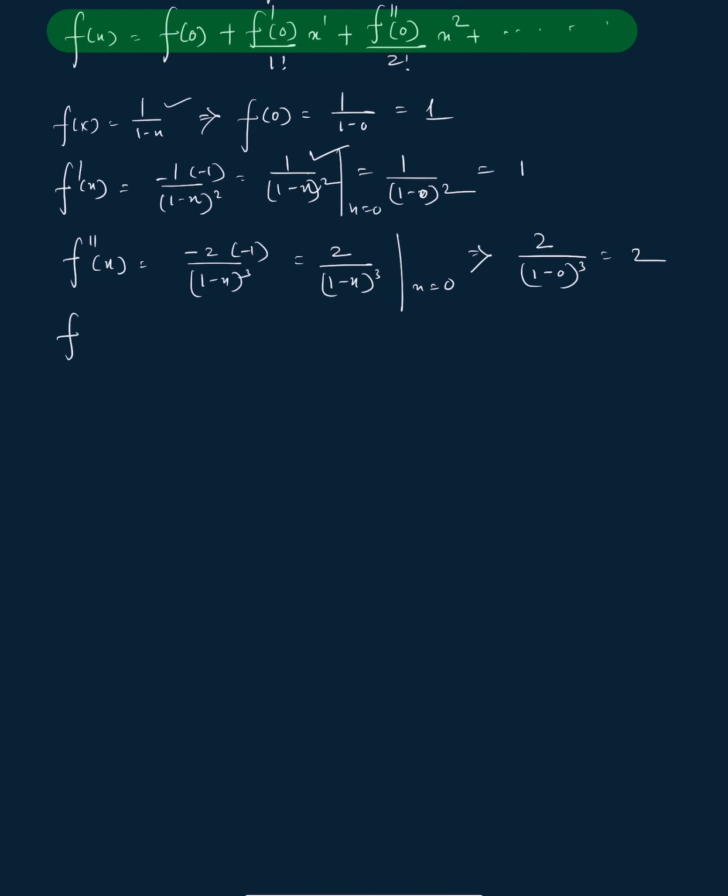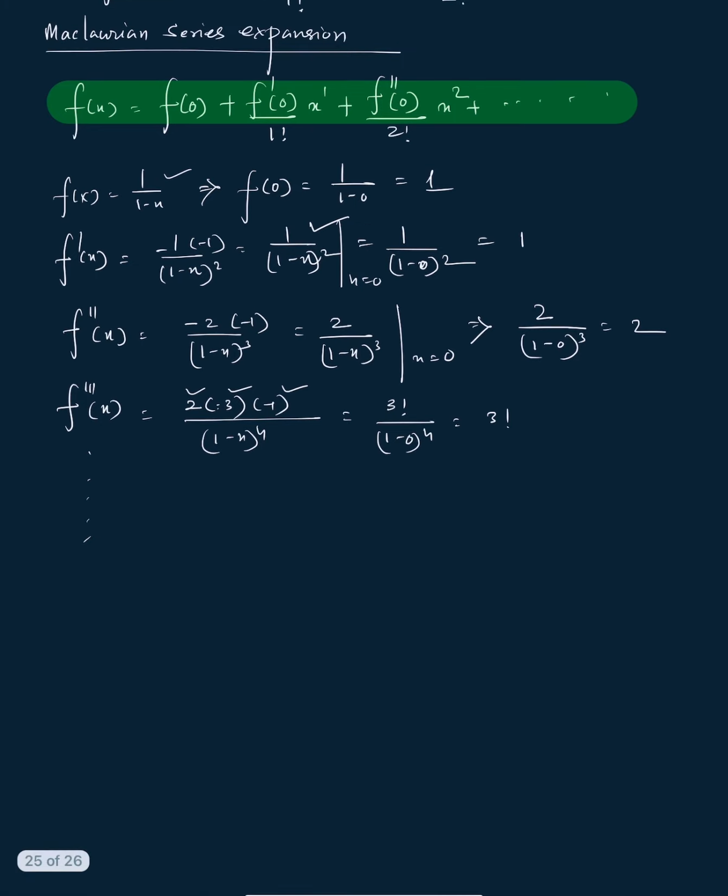Next, f triple prime, you differentiate thrice. So what we are getting here is 2, negative 3, and negative 1 by (1 minus x) power raised to 4. So this will be nothing but 1, 2, and 3, and minus minus is going to be plus. So 1 into 2 into 3 will be 3 factorial, right? So this will be 1 minus 0 power raised to 4, so this will be only 3 factorial. So we are going to keep on like this.